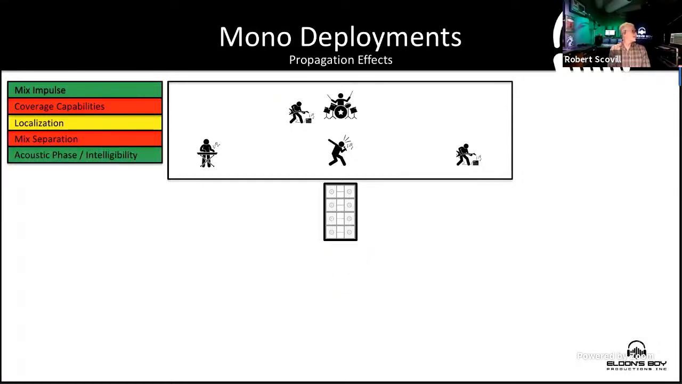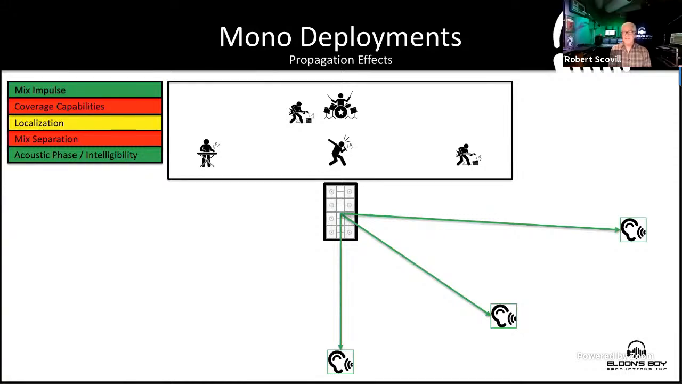All right, let's see here. How about acoustic phase and intelligibility? Well, as you can imagine, this one should be really good, right? The audience is only ever going to hear audio from one speaker source, regardless of where they are. So nothing is going to be there to mess with intelligibility and acoustic phase from the speaker system point of view. So that's actually going to be really good there.